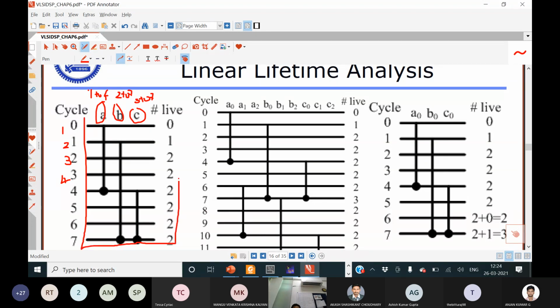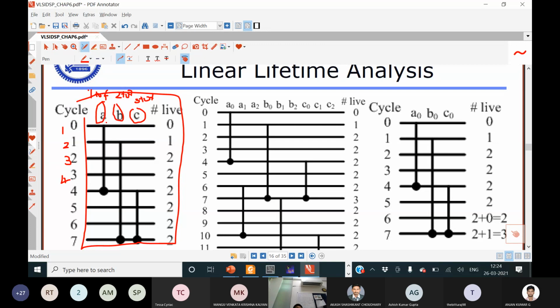Okay, so this is actually the linear time lifetime analysis, where we can draw like this. It is a linear lifetime analysis where, for each variable, the life of the variable is defined for each particular time unit. Now I will count the number of active registers, or the number of active variables.